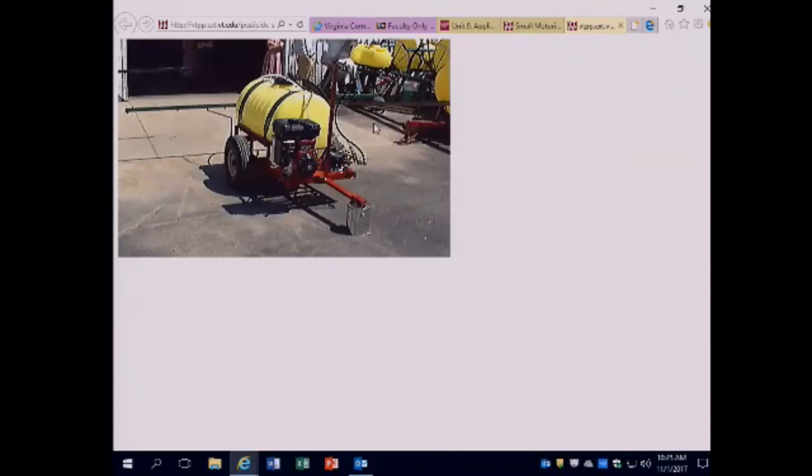But a lot of these type units are available now, and they're used by some homeowners. A lot of landscape folks are using units of this type. Very useful, very effective, and not terribly expensive. A unit of this type runs somewhere between $800 and $1,500, depending upon the specifications. So, a good little unit.